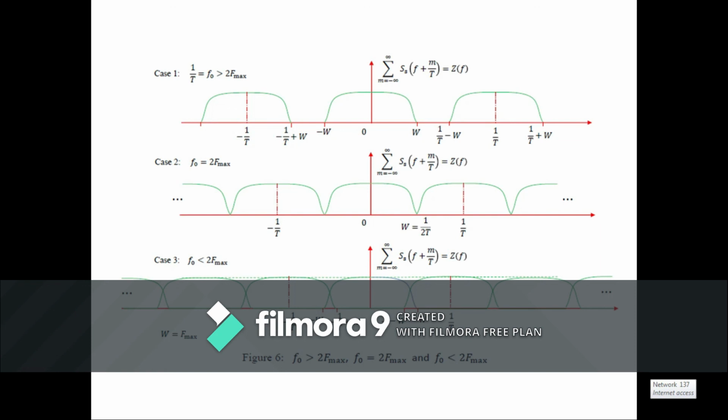And the next is that W, which is equal to f_max, and your operating frequency is less than twice the maximum frequency. For this case aliasing happens. Due to the aliasing, there is also the possibility to remove a very small amount of the inter symbol interference.